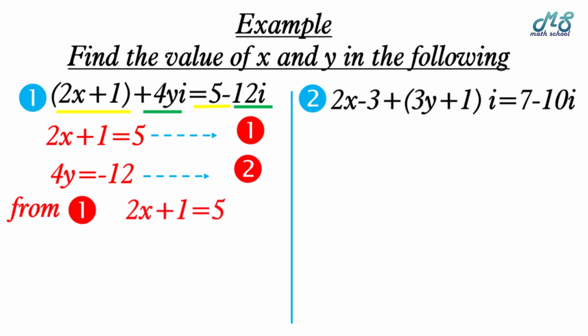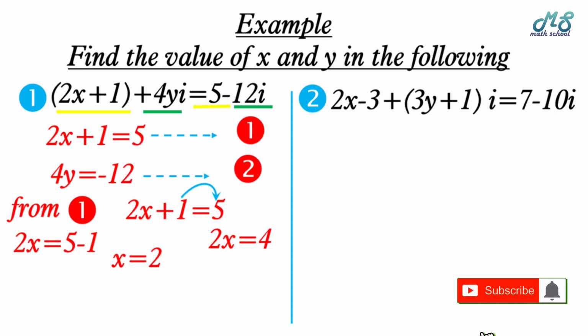Just move 1 to the other side to be subtracted. We can get 2x equals 5 minus 1. 2x equals 4. Divide both sides by 2, guys. We can get x equals 2.